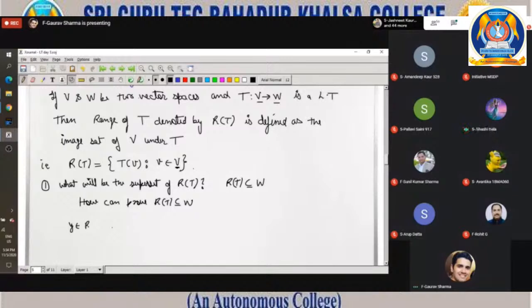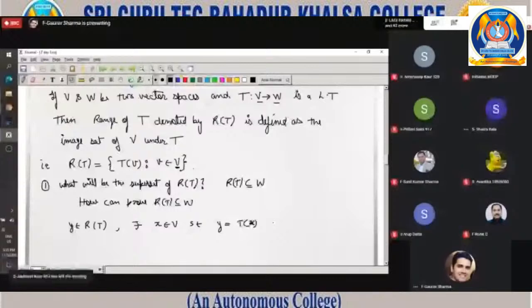So our next topic is range of linear transformation. Very important part. So if V and W are two vector spaces and T is any linear transformation, then the range of T, denoted R(T), means the set of all images of vectors of V under T. So R(T) equals T(v) such that v belongs to V.